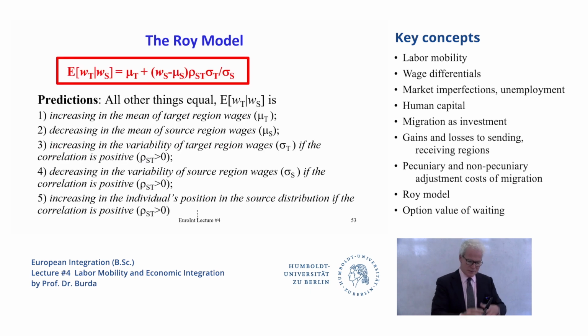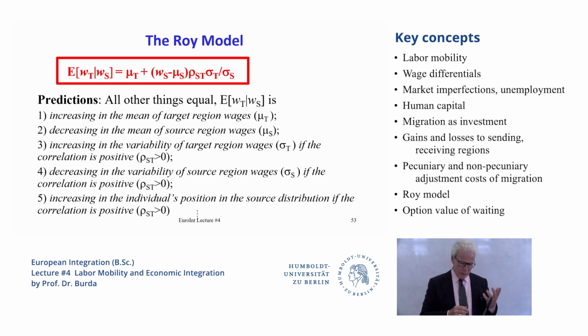So lots of predictions. I write them down for you. You get an idea. I mean, there's several things that matter for migration. Lots of different competing frictions, if you like. Okay, one is, all things given, ceteris paribus, as we say, the higher the target region wage on average, the higher migration is going to be likely. Okay, so that's just a general, that's what we already know from the simple neoclassical model.